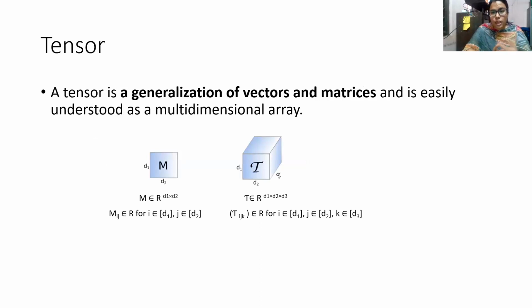As you can see, there is a very general definition of a tensor, but I will start with the graphical representation. We all know that a matrix is a two-dimensional array of numbers. So here M is a matrix which has two indices D1 and D2. The matrix belongs to the real numbers. And what is basically a tensor?